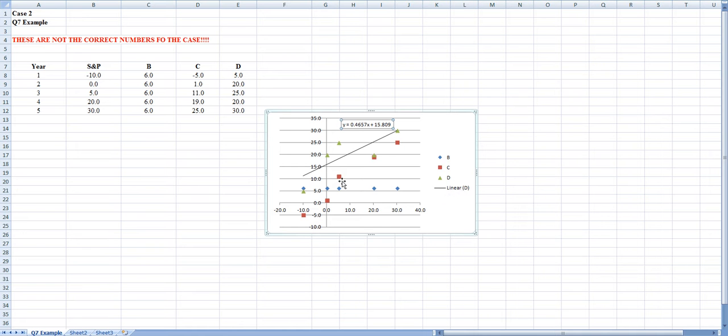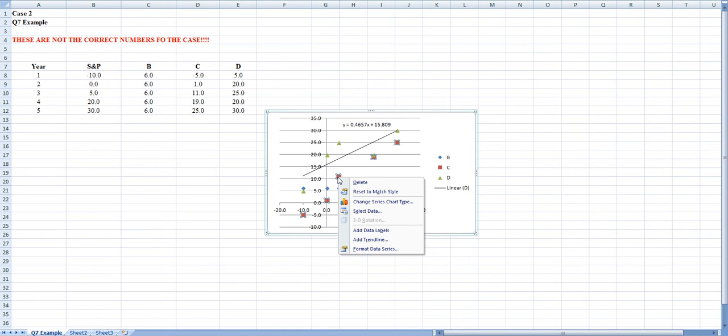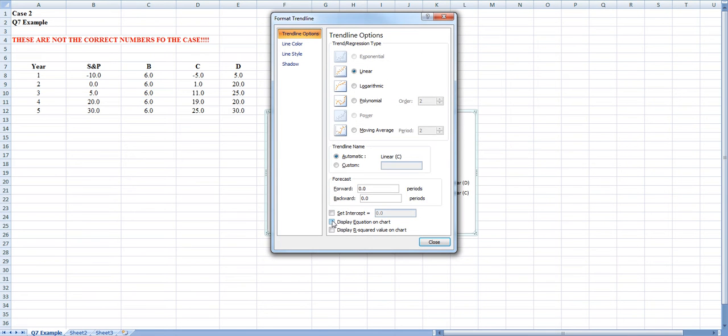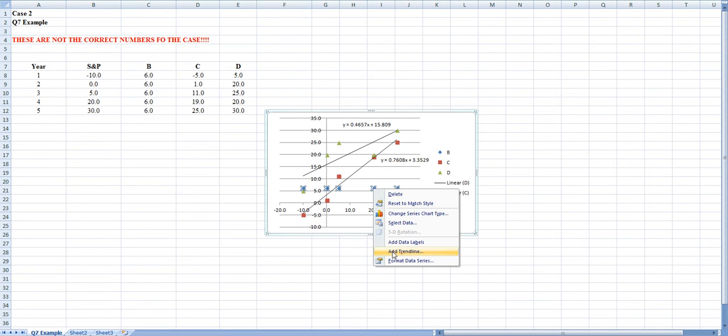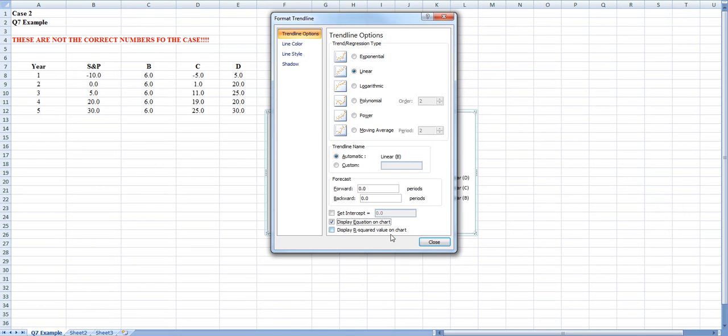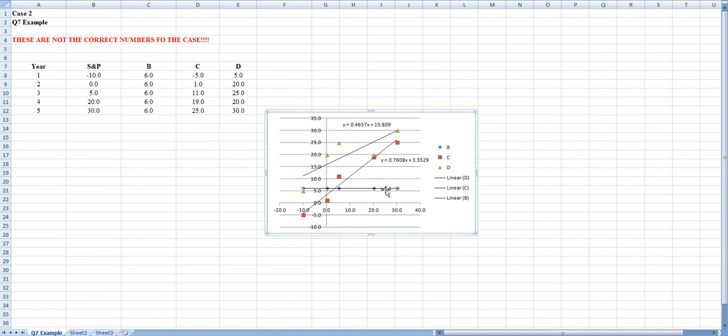And then go through and do the same thing for all of them. Right click on a data point, add trend line, click display equation on chart. And we have the other equation for that line, and then same thing for the third line. And that's its equation. You can kind of move them around too so I can see them.